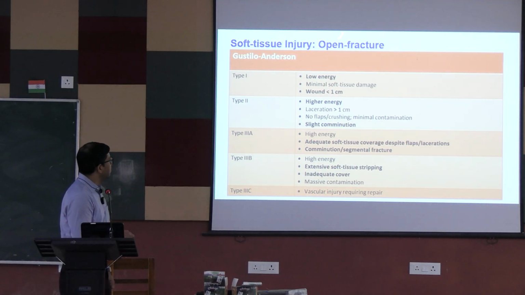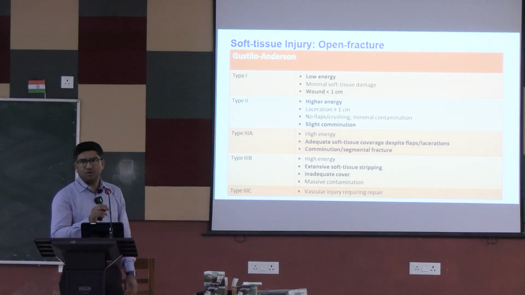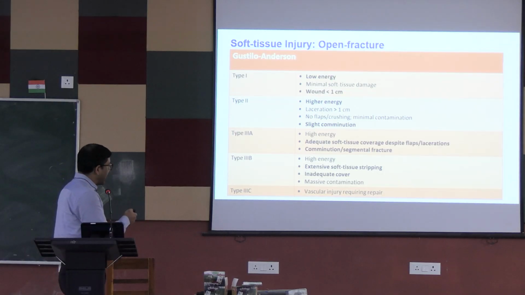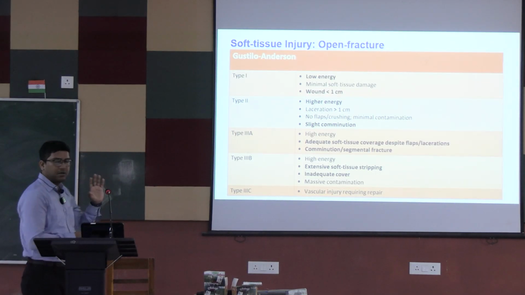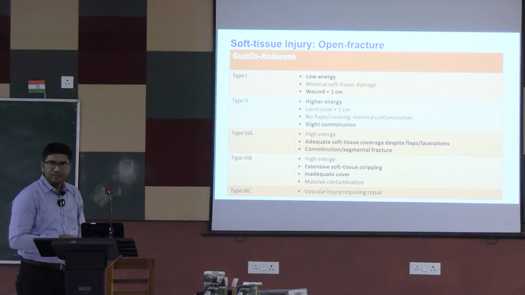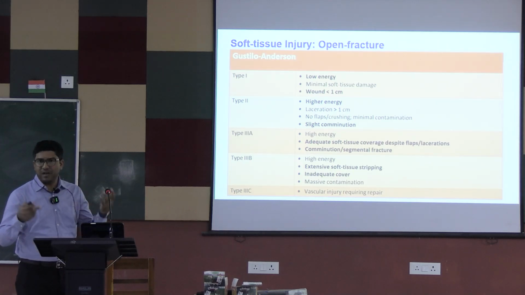So, in type 1, first thing, it is an open fracture. That means the skin barrier is broken. Okay, there is a puncture wound or a larger wound, and the fracture is communicating outside. In type 1, the wound size, the laceration size, is less than 1 centimeter roughly. Okay. So, naturally it is a low energy injury, and the fracture pattern would be a simple fracture pattern.